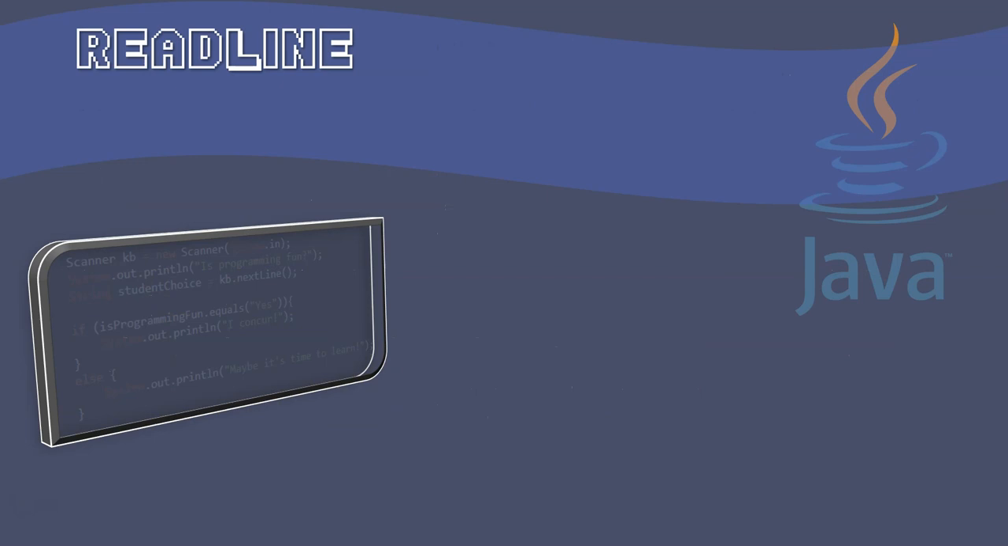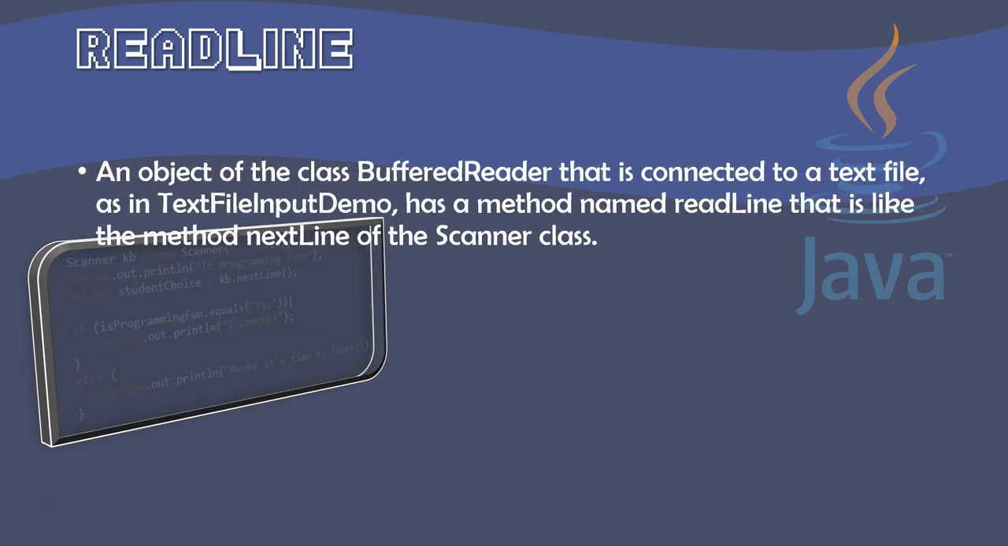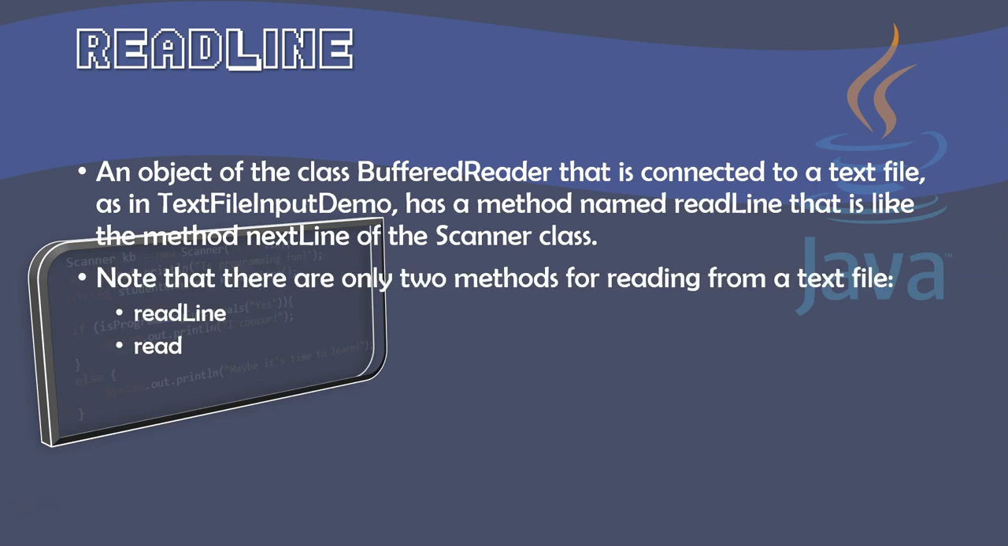Let's look first at the readLine method. An object of the class BufferedReader that's connected to a text file, such as we're going to see later in the text file input demo, has a method named readLine that is much like our method nextLine from the Scanner class. Note there are actually only two methods for reading from a text file, and that is readLine and read.